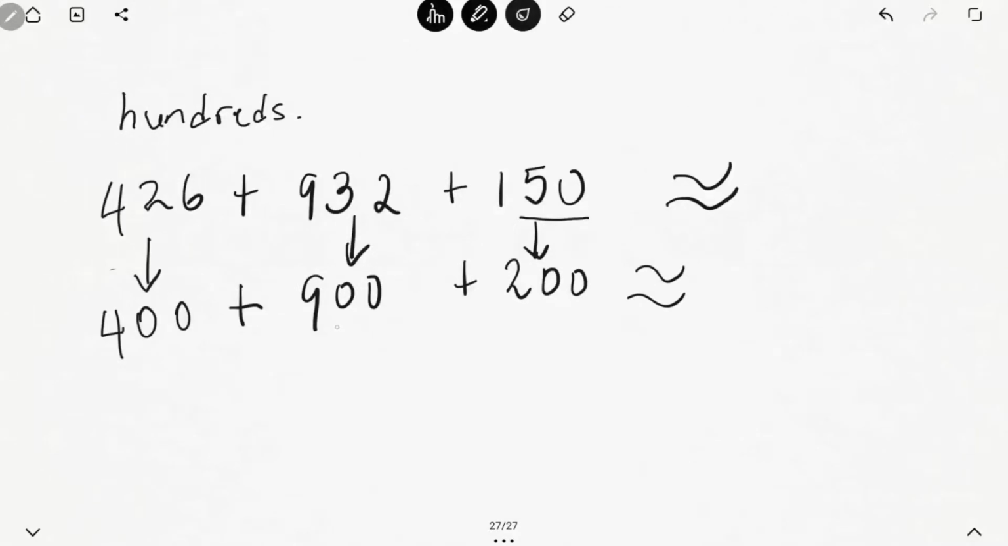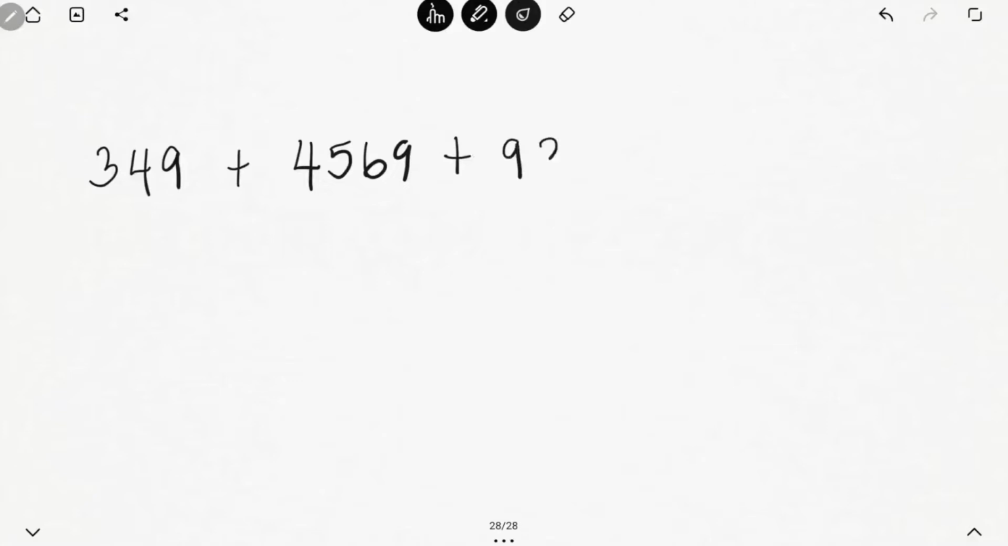And what's the approximate value? Well, let's do mental math here, right? 9 plus 4 is 13, plus 2 is 15. So the approximate value is 1500. Let's look at another question here. I'm showing you all forms of the question here so that when you start working out the activities, you will know how to work the question out.